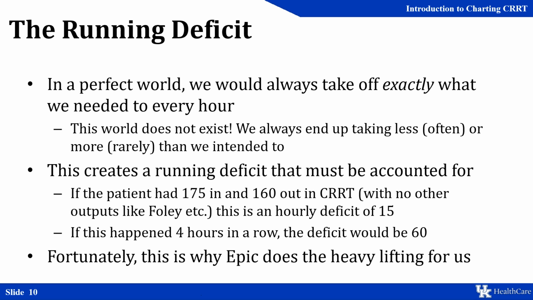In a perfect world, we would always achieve our goal every hour, but we don't live in that perfect world. Every hour that we need to pull a certain amount of fluid and don't get all of it, that creates what we call a running deficit. For example, if a patient had 175 milliliters in, and we pulled 160 out on CRRT with a goal of even, this creates an hourly deficit of 15 milliliters.